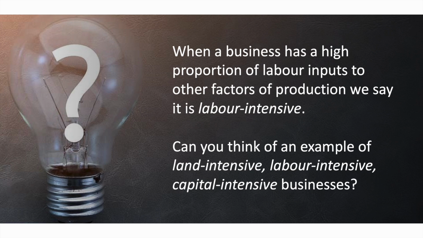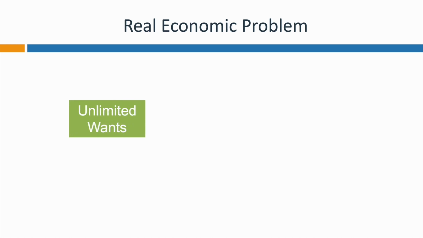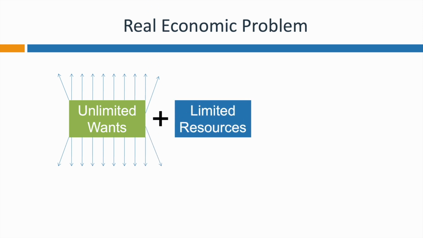There you need a lot of machines, a lot of expensive equipment. Factors of production are scarce. That means that they're limited in supply. The fact that they're limited in supply creates the economic problem. What is the economic problem? The fact that we have unlimited wants, that no matter what you give us, it's just human nature. We're always going to want more. And at the same time, we have limited resources, limited factors of production. This leads to the problem of scarcity.